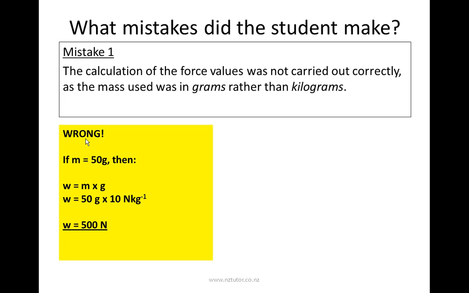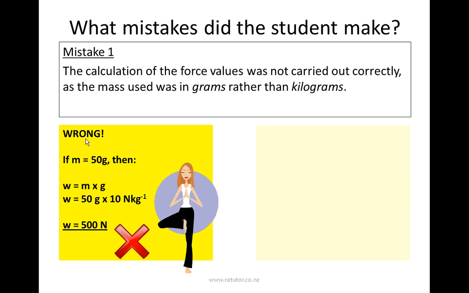Now we need to make sure that the units are consistent throughout the calculation. So if we've got newtons per kilogram for the force of gravity, then the mass needs to be in kilograms for the calculation to work correctly. Now 500 newtons, this answer is equivalent to the weight of an average woman, for example, 50 kilograms of mass. So that's a lot heavier than the 50 gram mass that the student would have used in the investigation.